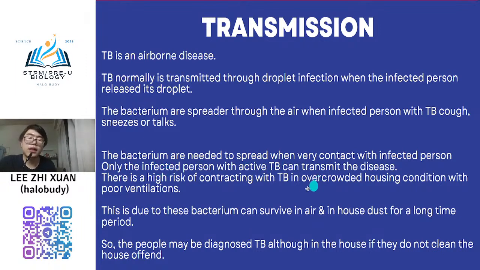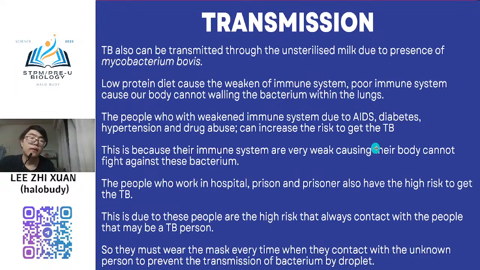Normally if you are in overcrowded housing with poor ventilation, you will get TB too. People may be diagnosed with TB if they do not clean the house often. And then there is Mycobacterium bovis, which is due to unsterilized milk. A poor protein diet causes the weakening of the immune system. A poor immune system means your body cannot fight the bacteria infecting the lung.